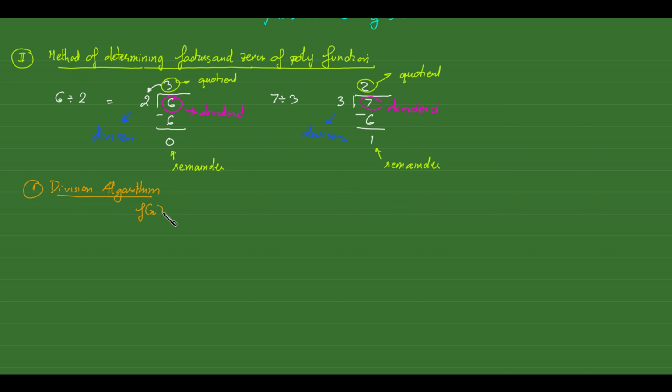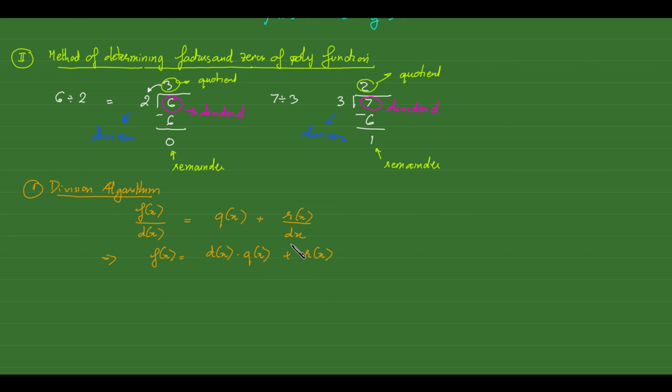f(x), which is what you want to divide by d(x), which is the divisor. Then it gives you the quotient, which is whatever you have here, and also you have the remainder, which we call r(x). So we can rewrite this as f(x) equals d(x) times q(x) plus the remainder.